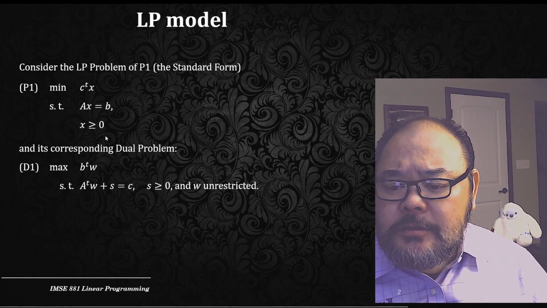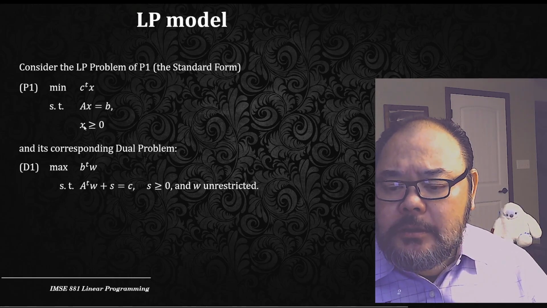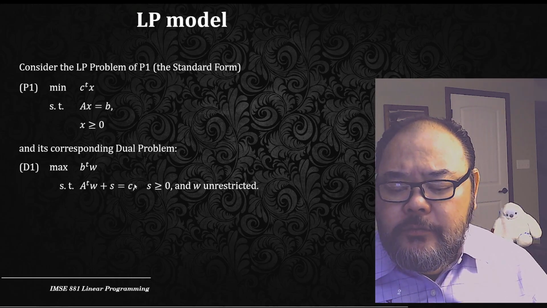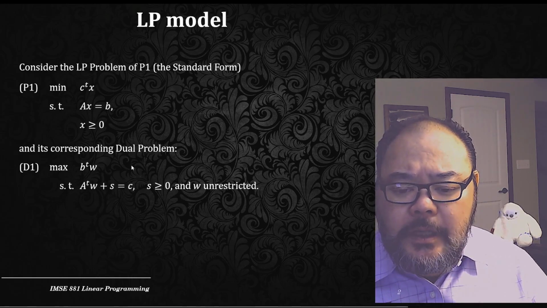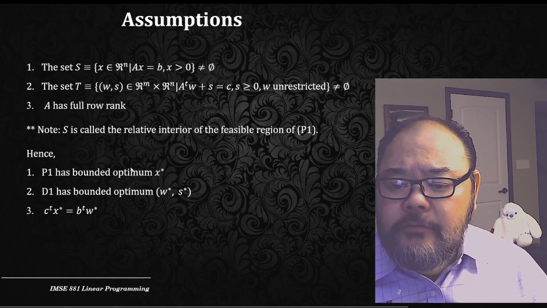Since the primal variable is non-negative, the dual constraint should be a less than or equal to constraint. That's why we add a dual slack right here to make it a standard form.